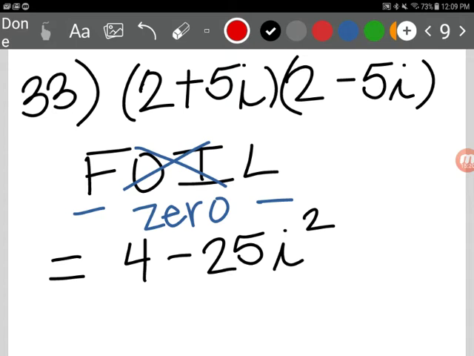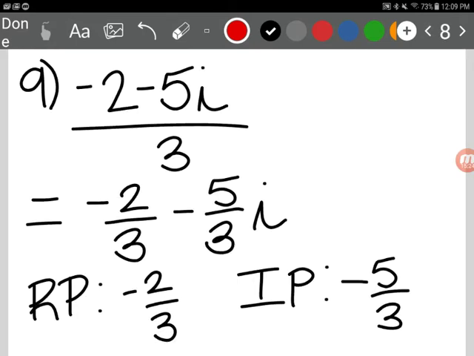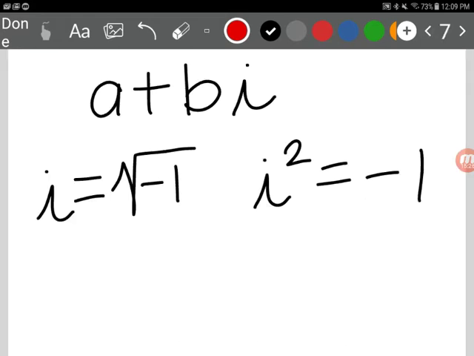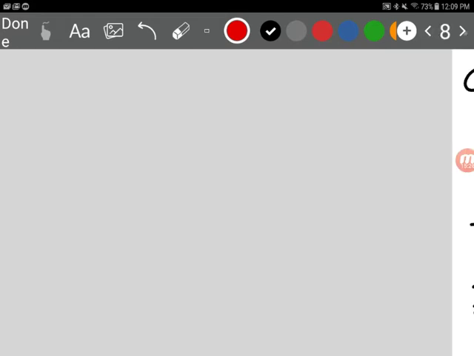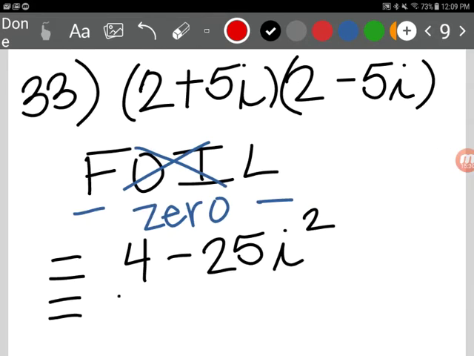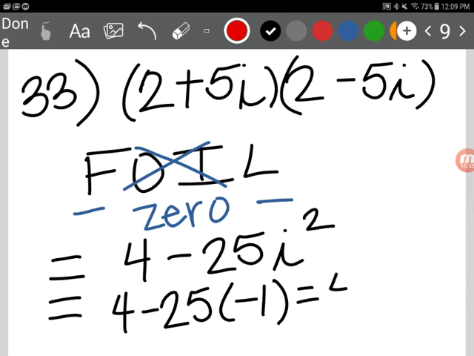But let's continue on 33. I remember that if I see i squared, it equals negative 1. So I have 4 minus 25 times negative 1. And then I have 4. Two negatives make a positive, 25. So my final answer is 29.